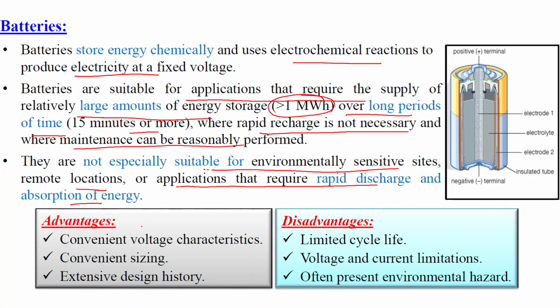Okay. It has various advantages, that is convenient voltage characteristics, convenient sizing, and extensive design history. And some disadvantages: it has a limited cycle life, voltage and current limitations, and often presents environmental hazards, because discarding a battery is an environmental hazard. It releases various chemicals into the atmosphere during degradation.